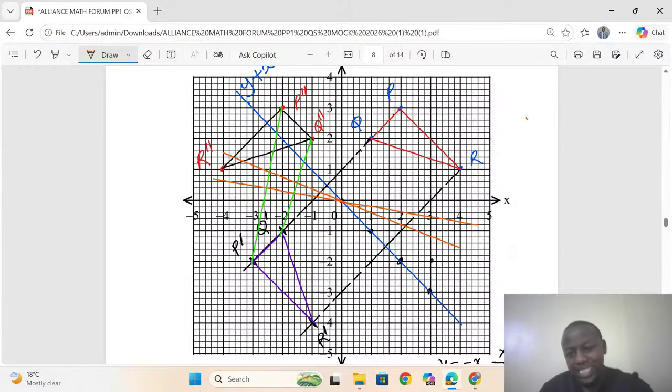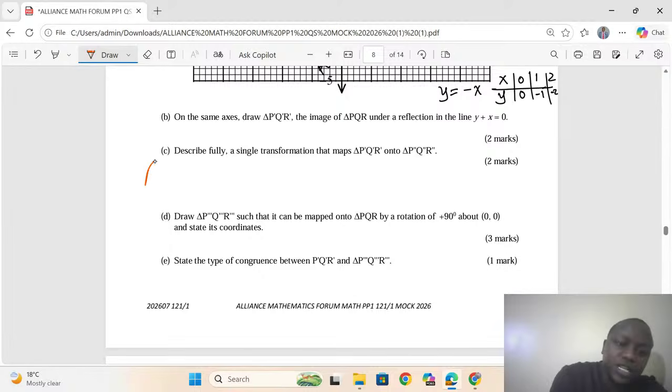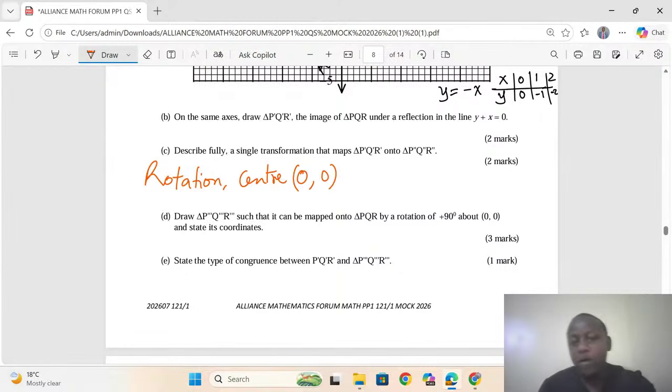Now, the two bisectors are meeting at some point. Where they meet becomes the center of the rotation. So this particular transformation is a rotation, center 0, 0. Then now we identify the angle of rotation.